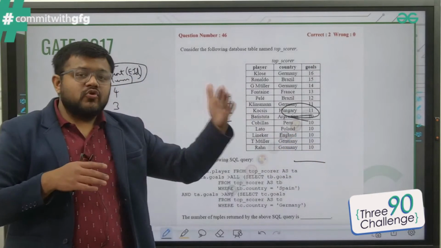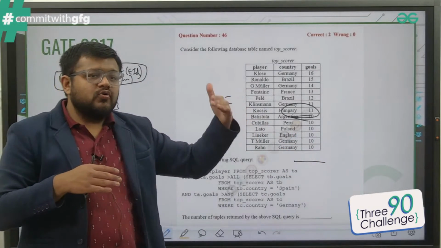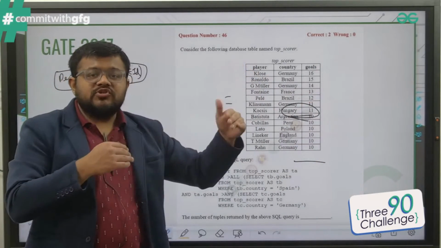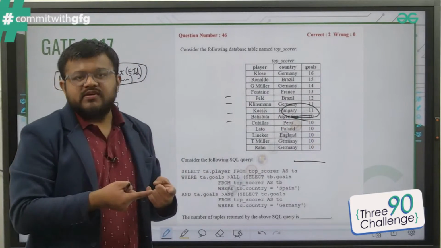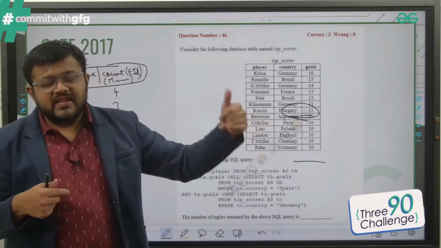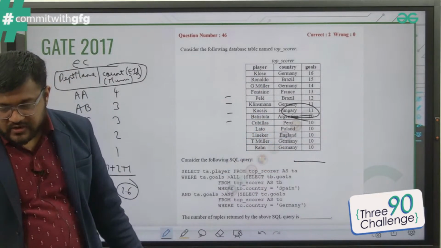And if it is all, it means it should hold true for all the subqueries. It must relate with all the subqueries. But in our answer, that tuple will be considered once only. It is just checking whether it is greater than any of the values.